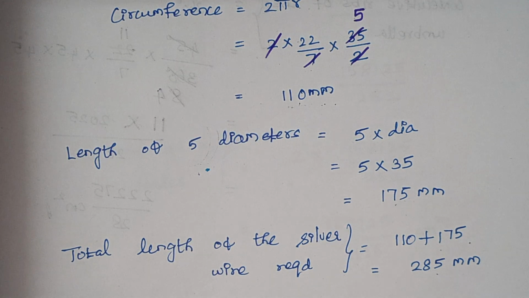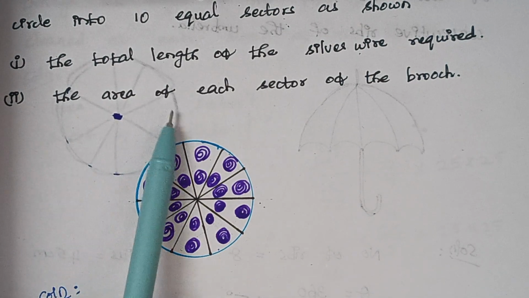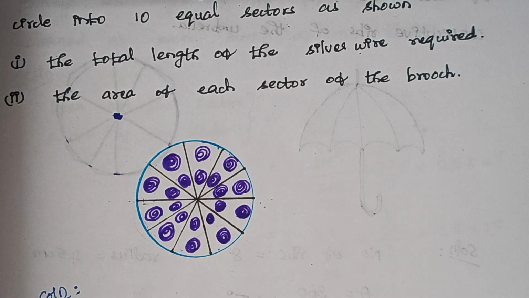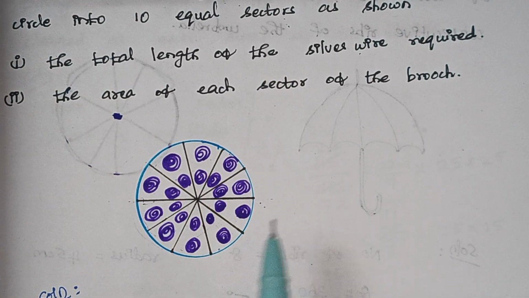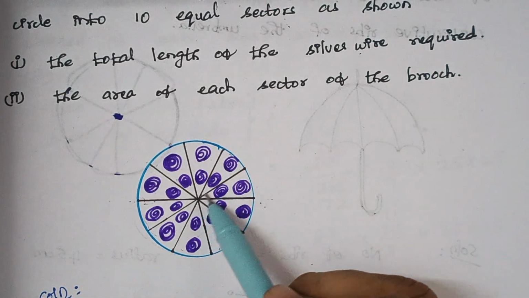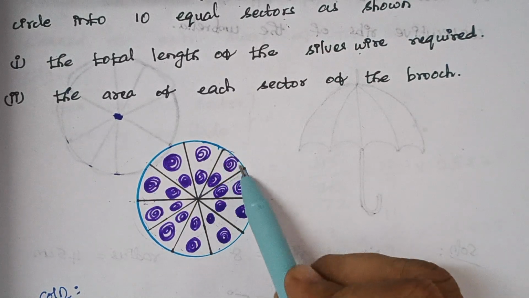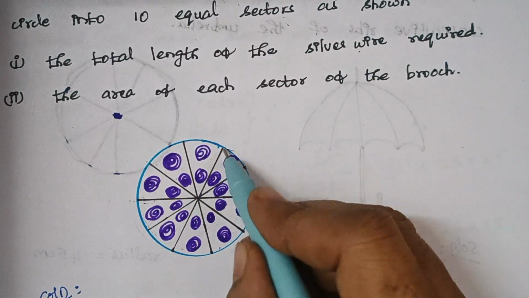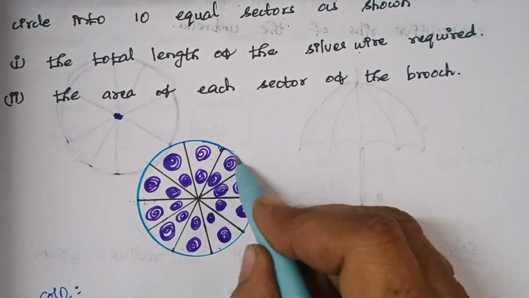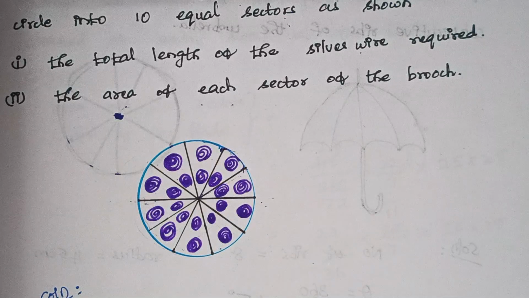Now what is the second part? We have to find the area of each sector of the brooch. What do you mean by sector here? We have two radii covered by a corresponding arc. This portion is known as a sector. So we have to find the area of each sector.